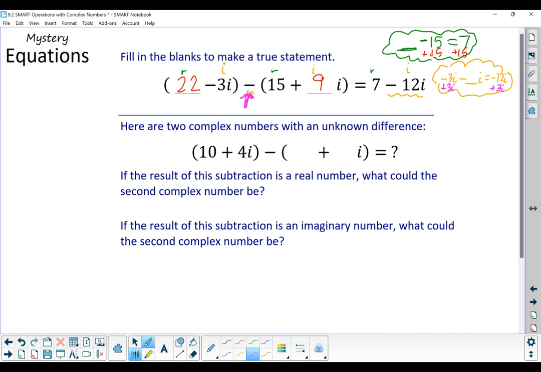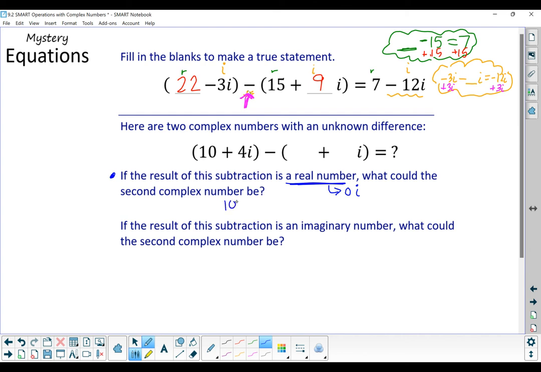Okay, next mystery equation. It says here are two complex numbers with an unknown difference. So we've got a number minus a mystery number. The first part says if the result of this subtraction is a real number, which means that it has a 0i part, what could that second complex number be?